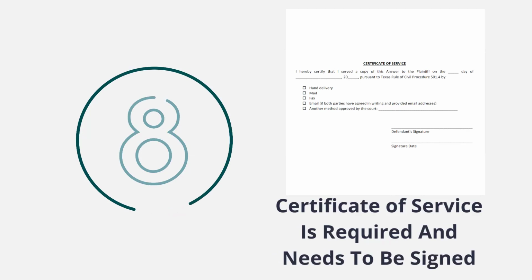Step 8. Certificate of service is required and needs to be signed. You must complete the certificate of service at the end of the form. You must send a copy of your answer to the plaintiff. Fill out and sign this section before you file your answer. Check the box next to the method you plan to use to serve the plaintiff. Then file and send a copy of the answer on the same day so that the date is correct. Sign the certificate of service at the bottom of the document.